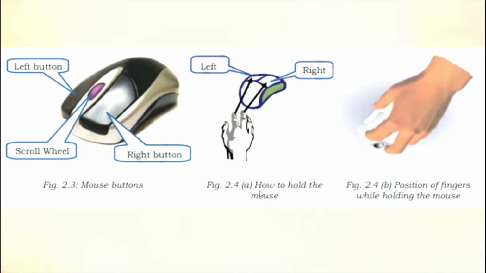The second image is to demonstrate how to hold the mouse. So, the index finger is always on the left button. The middle finger is on the right button. Another finger is demonstrating the position of the finger while holding the mouse. Mouse shall always be placed like this between the hand.